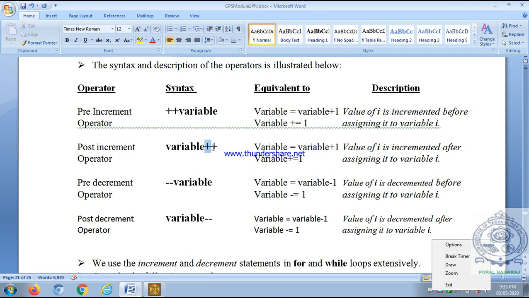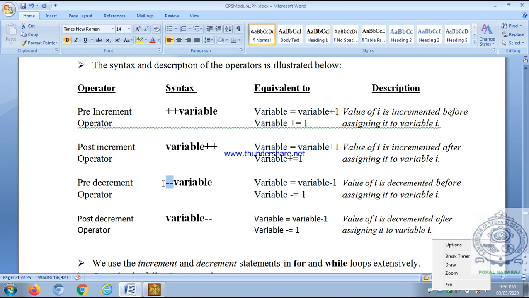So post increment means what? Increment means plus plus. Post means it comes after the operand. So it's variable plus plus. We write it as variable assigned value, variable plus 1, or we can also write it as variable plus is equal to 1. Same.